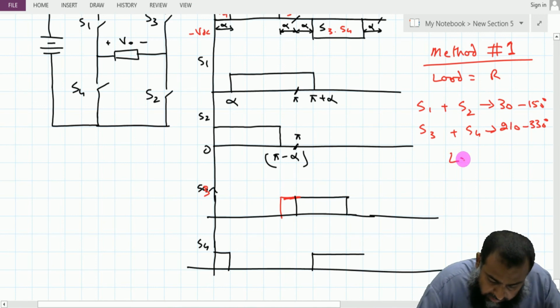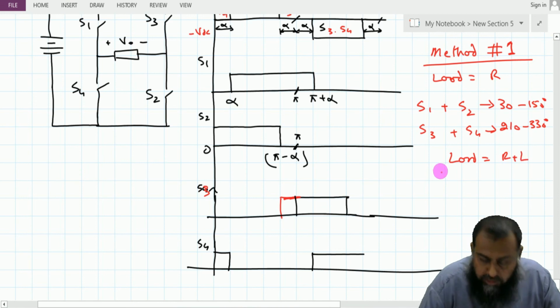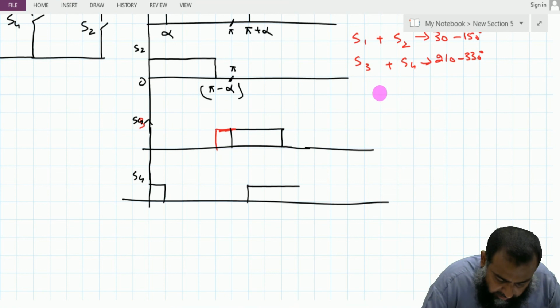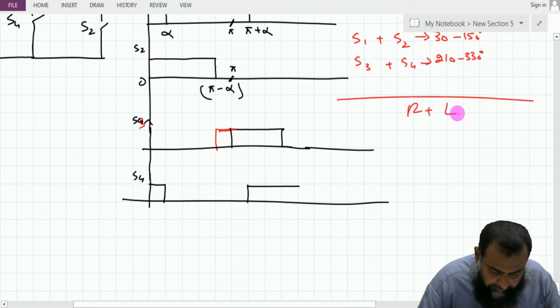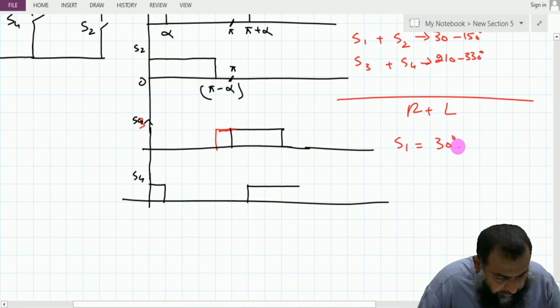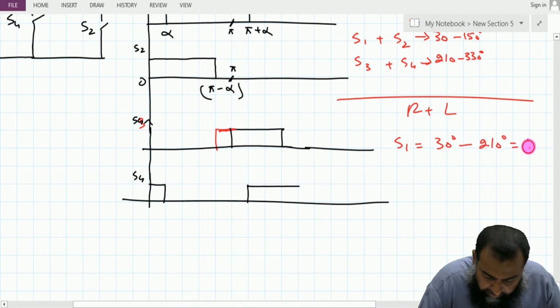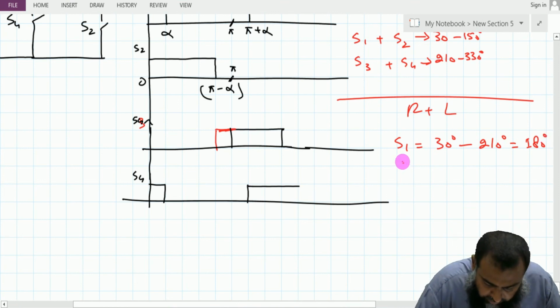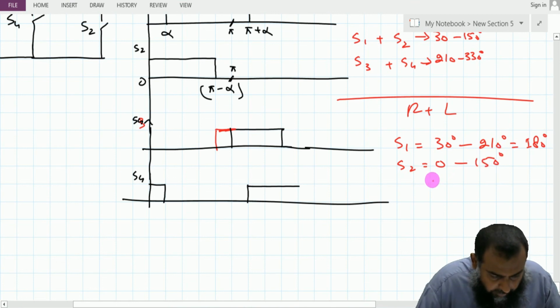But what if the load is R plus L load, or the inductive load? So for this inductive load, the expression that I have developed are quite simple. That is, S1 is to be turned on from 30 degree to 210 degree. Thereby it will be turned on for complete 180 degrees. S2 is turned on from 0 to 150 degree, and then from 330 to 360 degree.